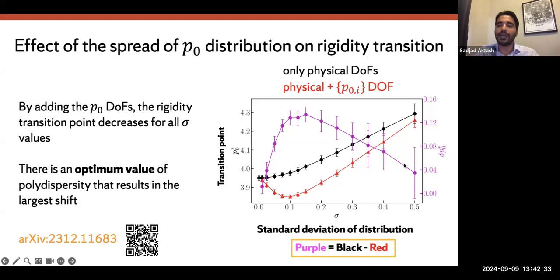The shift is actually going down if we just increase the width to higher values. I didn't talk about the structural features that emerge, and how adding these adaptive degrees of freedom is going to change the structure of these tissues.